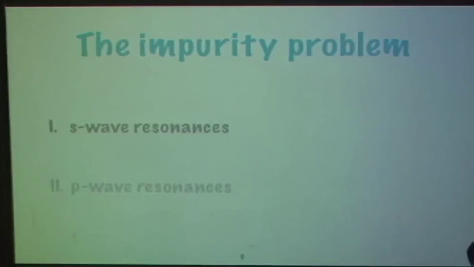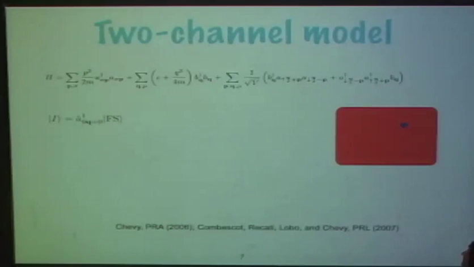Okay, so let's start with S-wave resonances. In order to look at this problem, one can start with a two-channel model. We want to look at the interaction between the blue and the red particles. The red particles form a Fermi sea, which will be indicated by FS. This is the initial state in absence of interactions. And the blue particle is created with momentum 0. So this operator creates a blue particle in the Fermi sea.